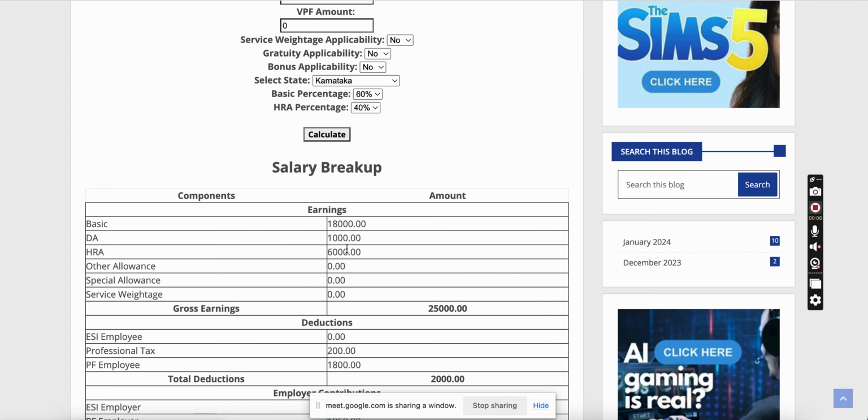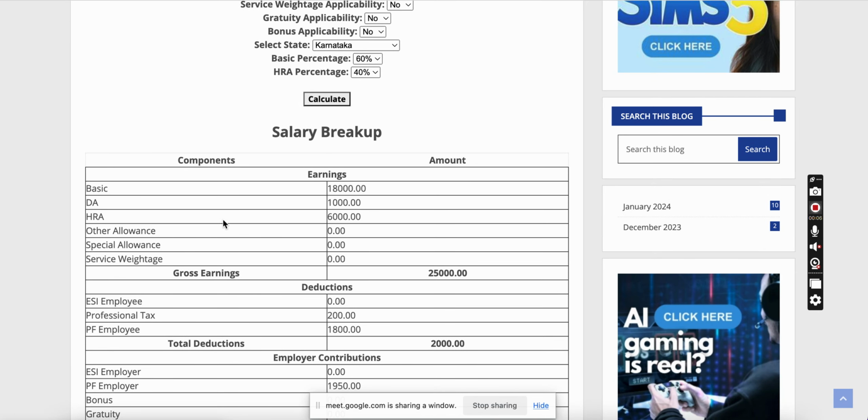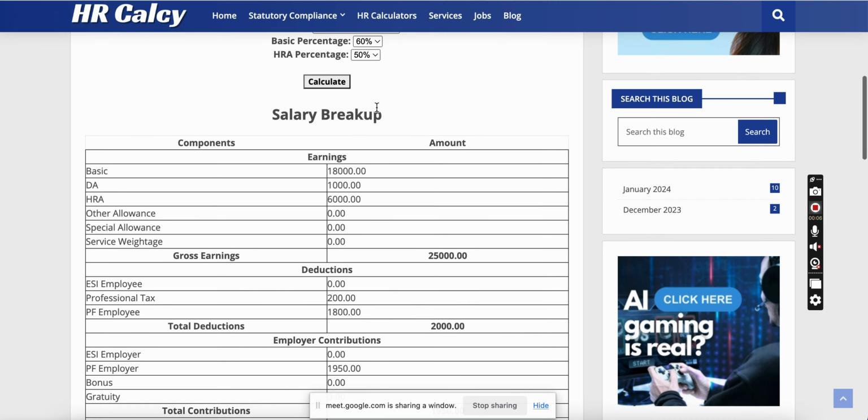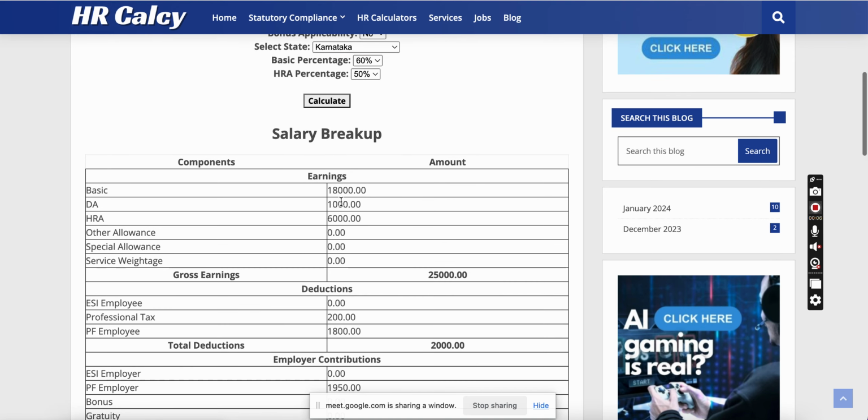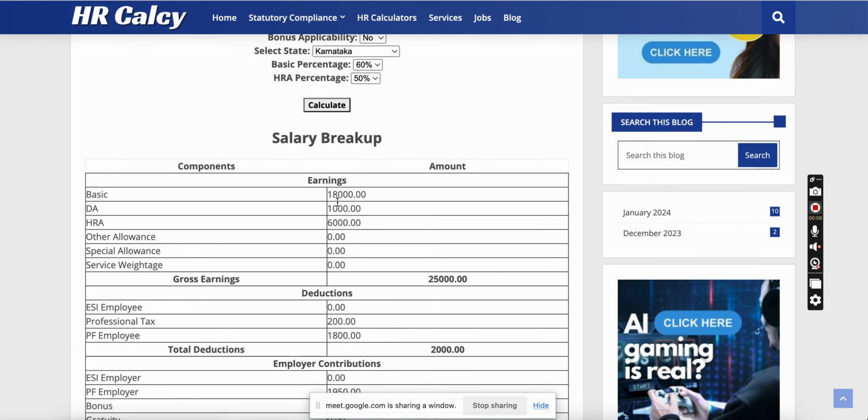So you just have to enter it here and click on calculate. See, it is automatically taken. So even by mistake you will not make an error in calculating. That's the way I have created this calculator. Now see, HRA percent gives 6,000. If your company says no, calculate at 50%, you make it 50% and calculate. It is coming 6,000 because it is more than that maybe. See, 18 plus 6 plus 1, it's 25,000.